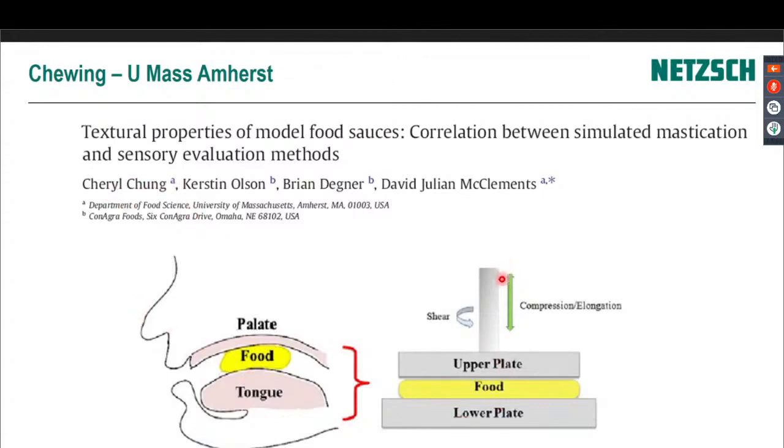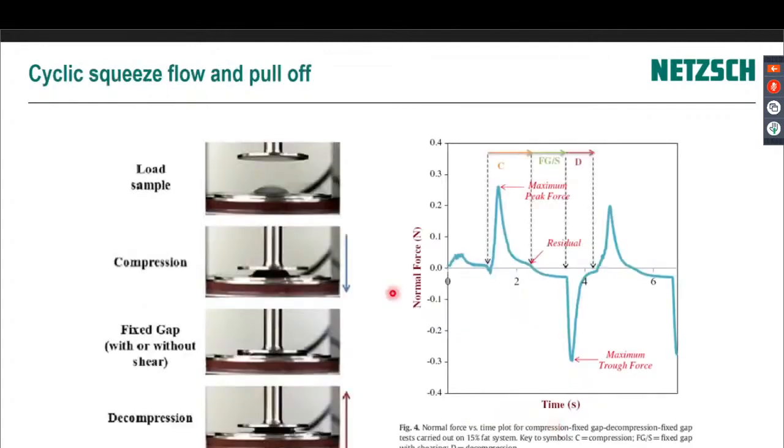Yep, so you squeeze down on this sample to simulate the tongue coming up onto the palate with the food in the middle, and then it did a period of shear, and then it lifted up again. So this is a very good simulation of what's going on in somebody's mouth. And they had a weak hydrogel here, and they're characterizing it. So you see that the sample's coming down, goes through a compression step, and then it fills out the plate there. And then it may or may not rotate, depending on which test they did. And then afterwards, it pulls off again.